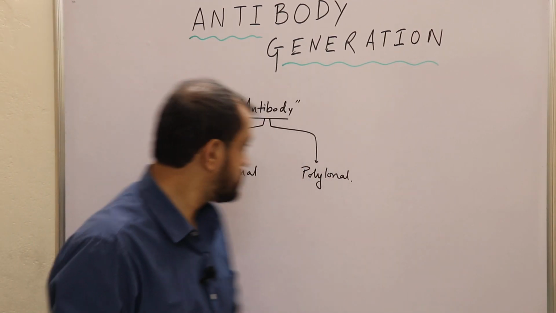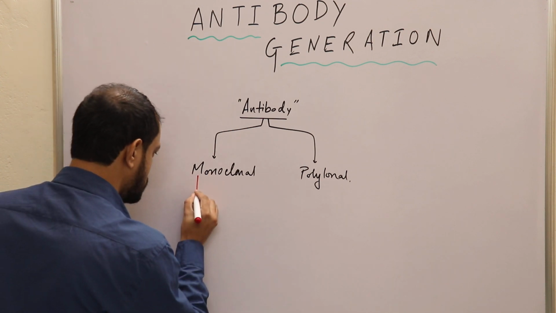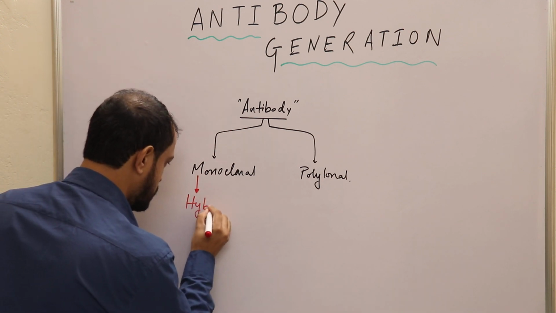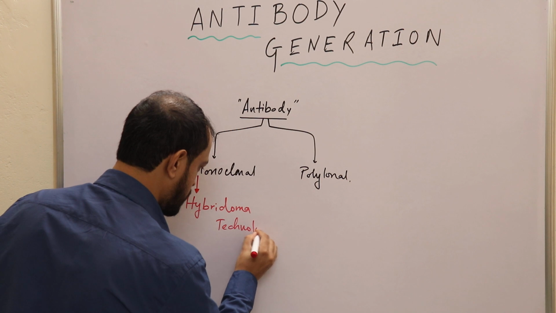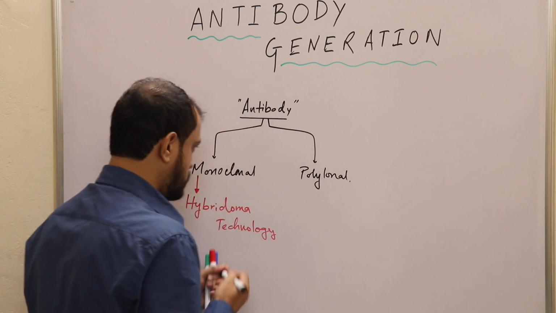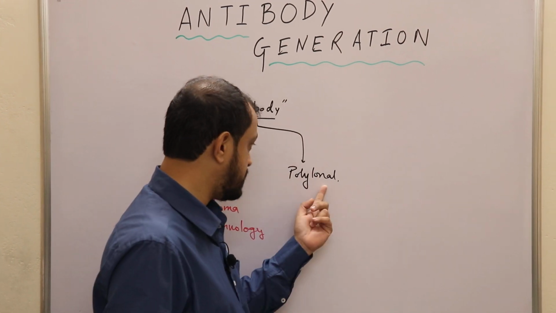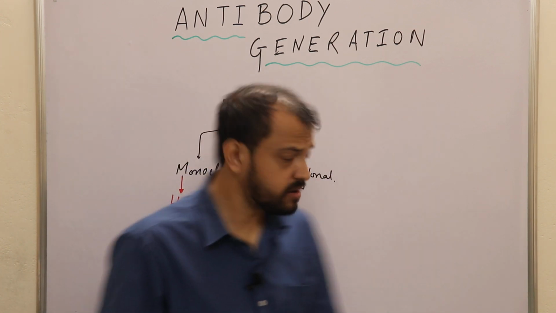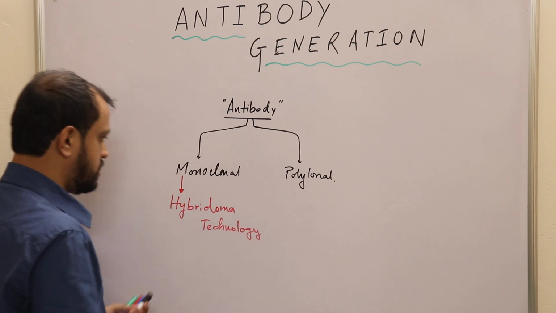Now for the generation of monoclonal antibodies, we use what is called hybridoma technology. For polyclonal antibody generation, we inject a mouse with a suitable antigen, then we get the polyclonal antibody. That means most of the natural antibodies are polyclonal in nature. So right now obviously we will talk about hybridoma technology and monoclonal antibody formation.